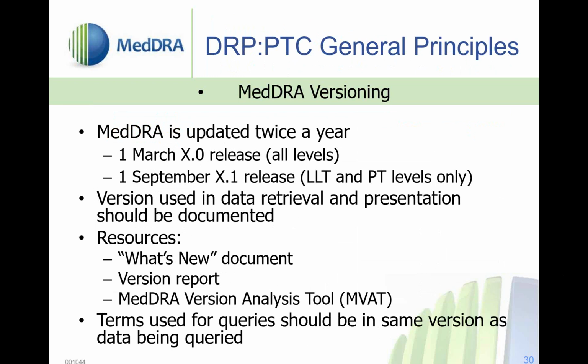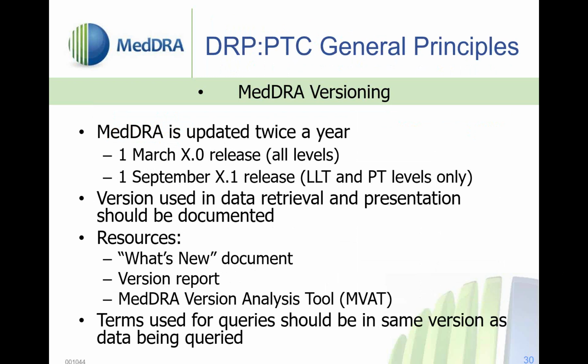Okay, other principles that are discussed in the PTC document is MedDRA versioning. So MedDRA is updated twice a year. We have two kinds of releases. We have the March release, which is also called the complex release because it allows for changes on all levels of MedDRA. And then we have a September release, which is the 0.1 release. Only the LLT and PT levels are allowed to be changed for that release. So it's called the simple release.